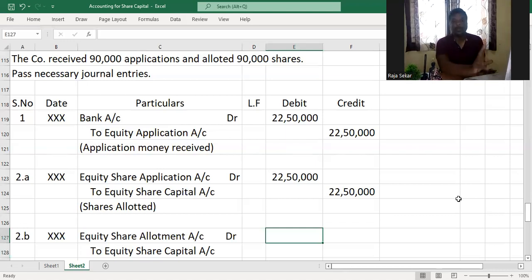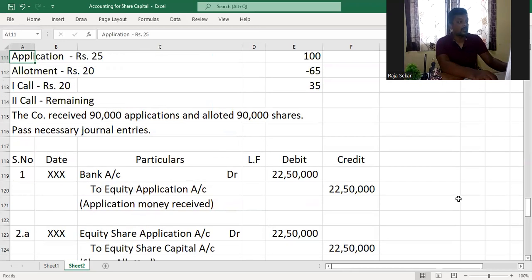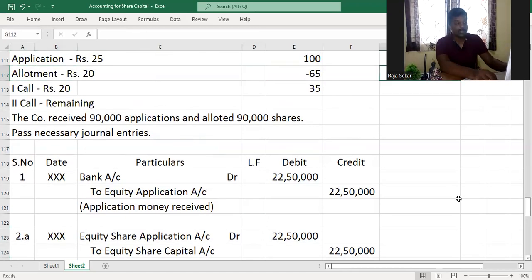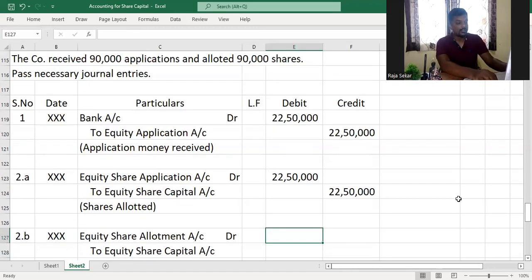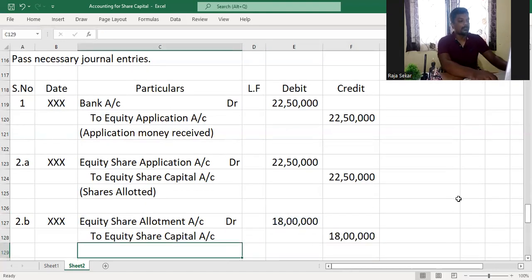People go ahead and multiply 1 lakh, the number of shares issued, with the allotment money per share and arrive at the amount here. That would be so wrong, my dear children. The company has only allotted 90,000 shares. The formula would be number of shares allotted into allotment money per share. Allotment money per share is given in the question as rupees 20. So the amount that you'll make due is number of shares allotted, which is 90,000, into 20, that is 18 lakhs. Allotment money made due.